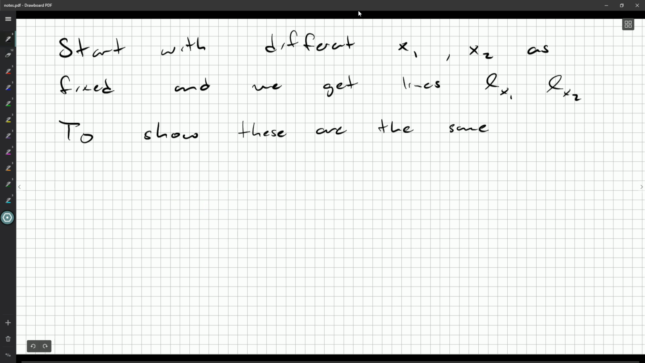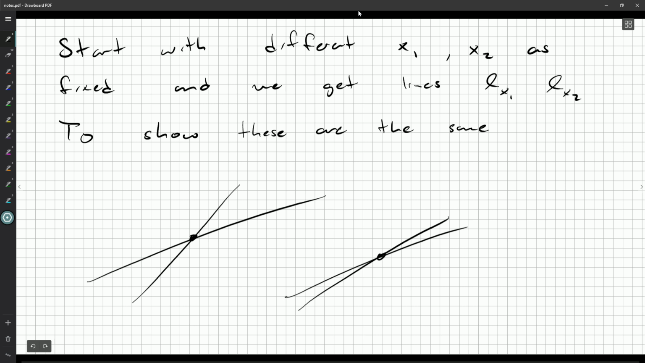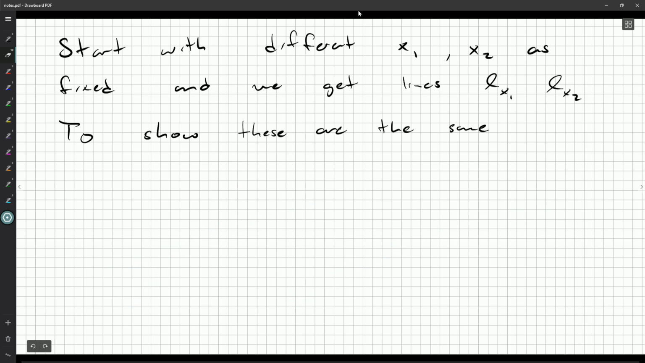How else can you show two lines are the same? Well, if you have 2 points in common, because obviously you can have 2 different lines that intersect, but you can't have 2 different lines that somehow intersect in 2 different places. So it would be enough just to show I've got 2 points that are in common to both of these lines.